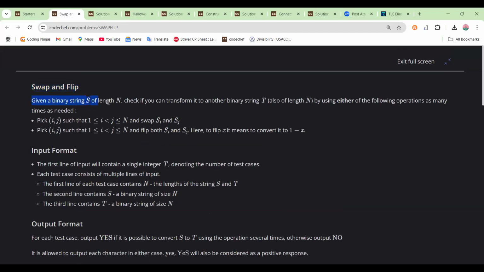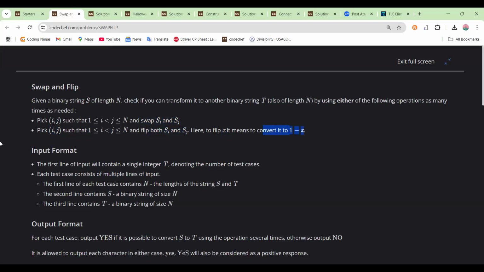Given a binary string S of length n, check if you can transform it to another binary string T, which is also of length n, by using either of the following operations as many times as needed. You can pick any i, j such that i is less than j, and swap si and sj. Else, you can pick i, j and flip both si and sj. Here, flipping x means converting it to 1 minus x.